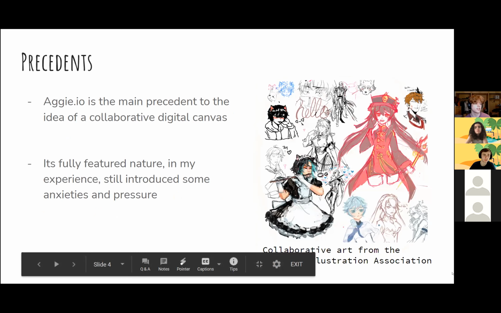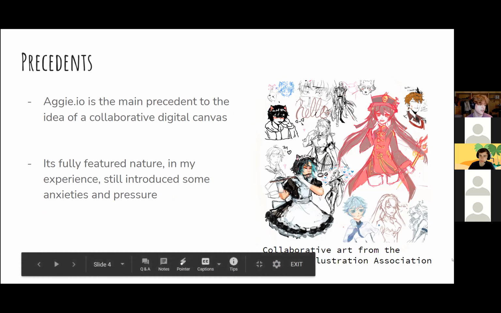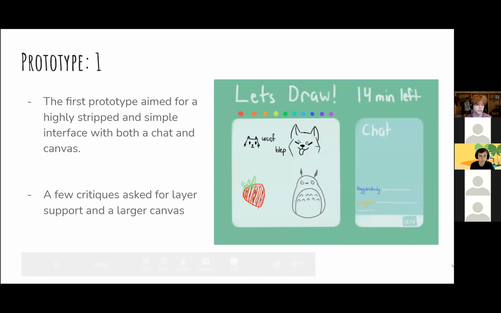A lot of the precedents to this project were much more fully featured, and an example of this is Aggie.io. It's a really cool program and was my main inspiration, but I found that I still felt pressure to perform instead of just having fun, just because of how fully featured it was. My first prototype was highly stripped down. It was just a canvas with the option to choose some colors and a chat window on the side.